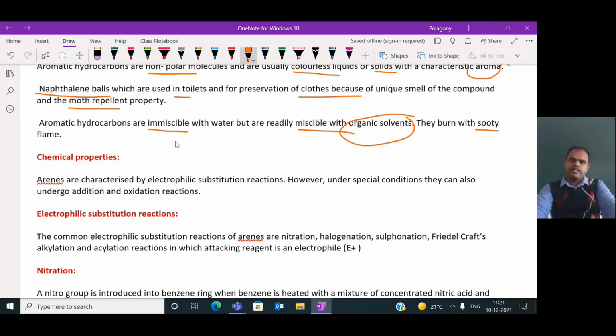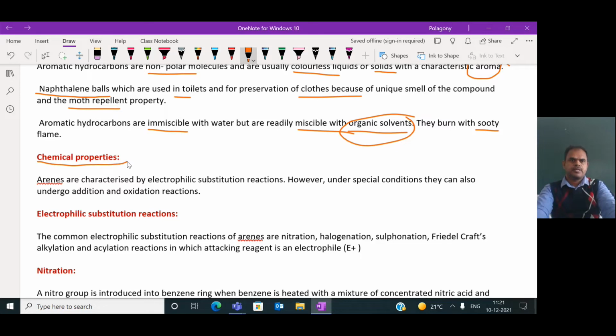Aromatic hydrocarbons dissolve in organic solvents, not in water. Like carbon tetrachloride, in which they can dissolve.